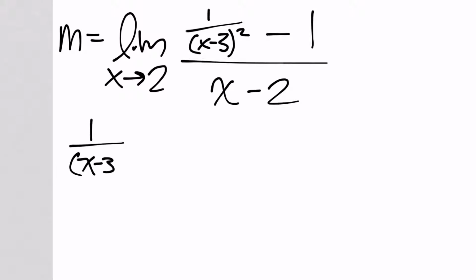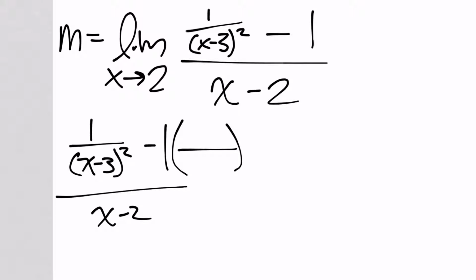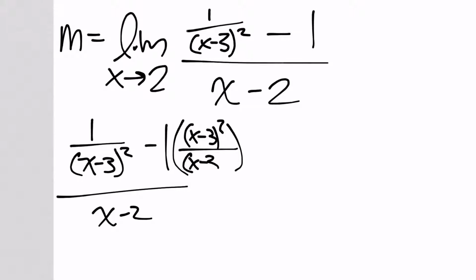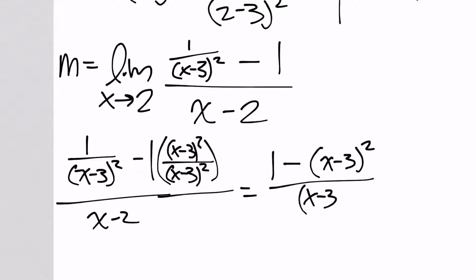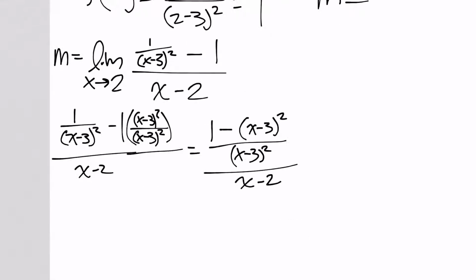So let's rewrite this: 1 over (x minus 3) squared, minus 1, that's all over x minus 2. Need to get a common denominator, so I need to multiply the 1 by (x minus 3) squared over (x minus 3) squared. When I do that, I can then combine them, and I will get 1 minus (x minus 3) squared, all over (x minus 3) squared, all over x minus 2. And think about how all these problems work out. Something up here cancels with that x minus 2.